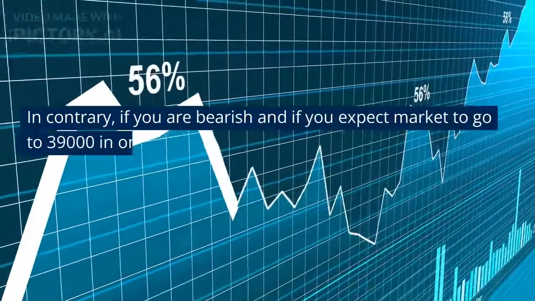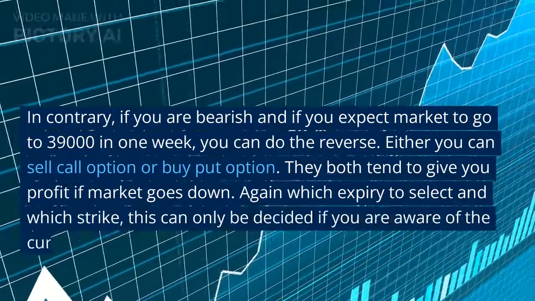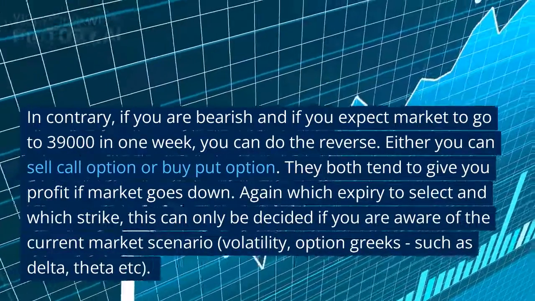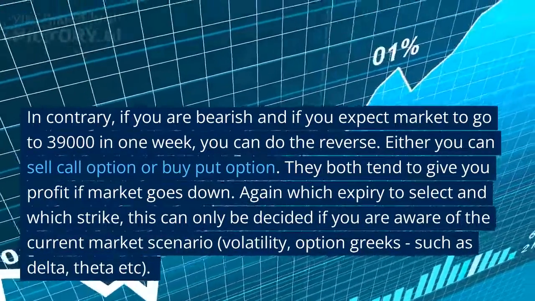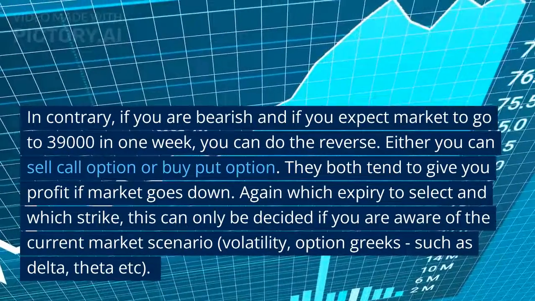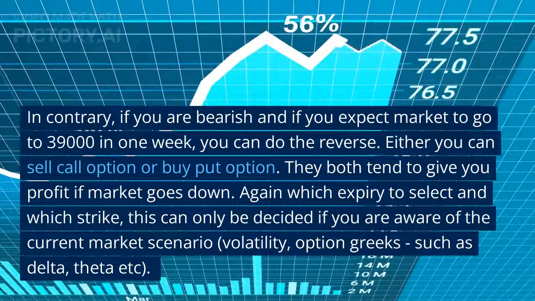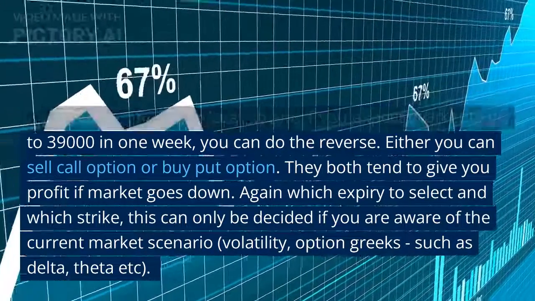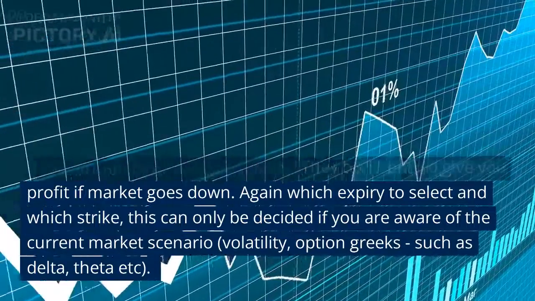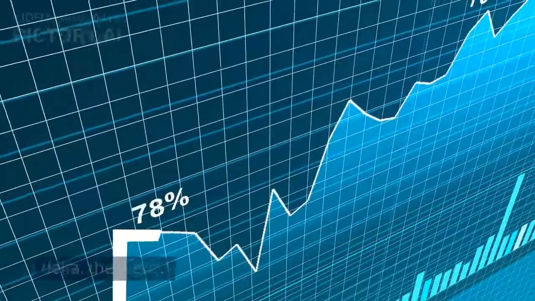On the contrary, if you are bearish and expect the market to go to 39,000 in one week, you can do the reverse. Either you can sell a call option or buy a put option. They both tend to give you profit if the market goes down. Again, which expiry to select and which strike, this can only be decided if you are aware of the current market scenario, volatility, and option Greeks such as delta, theta, etc.